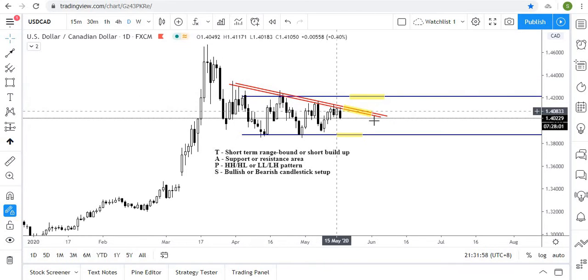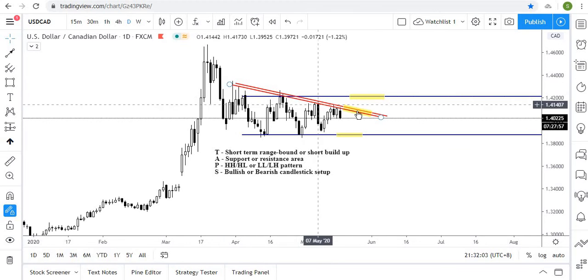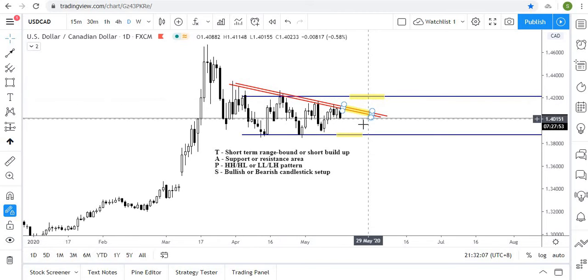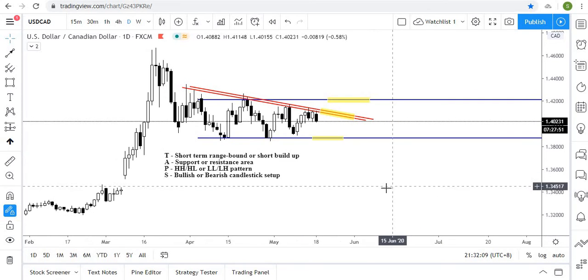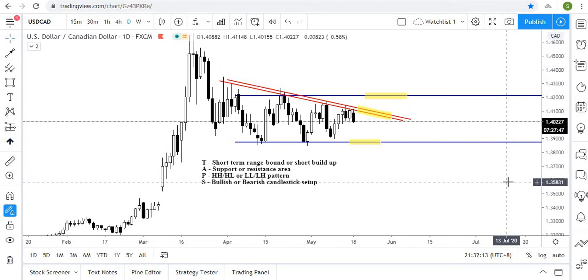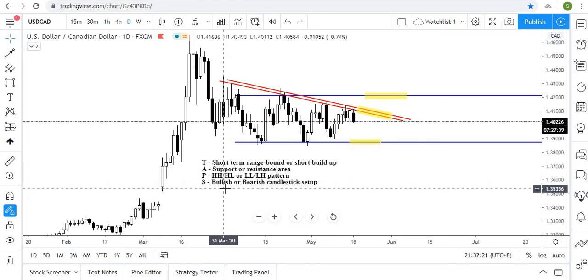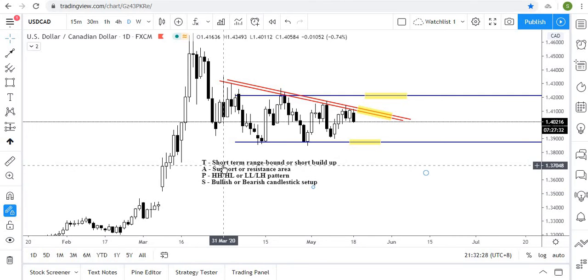So if we connect these 3 to 4, we can see there's a short-term build up of sell momentum. In this scenario, it's quite neutral. You can either sell at resistance or buy at support. In terms of patterns, it will be two-way: higher high, higher low, lower low, lower high. And in terms of candlestick setup, it will be bullish or bearish. It depends on which area you are trading.